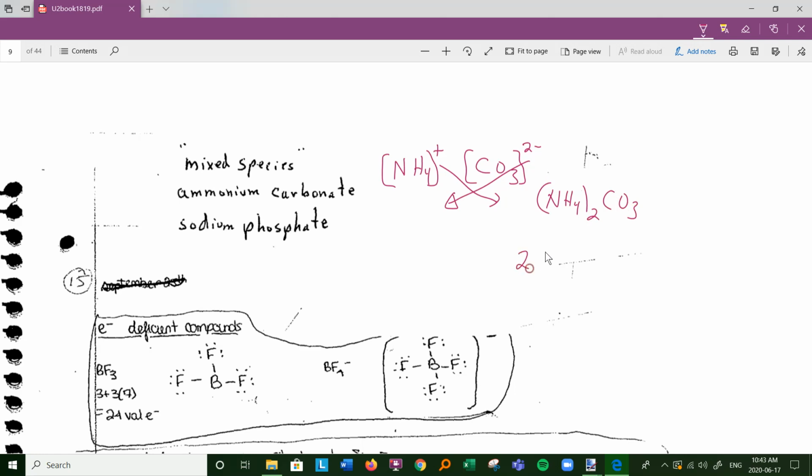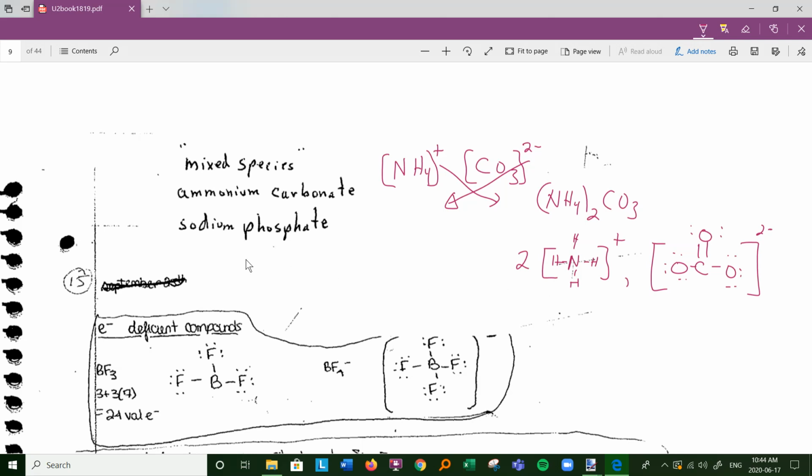The Lewis structure, you're going to have 2 NH4 plus, then a comma, and then you're going to have a carbon, and then you're going to have oxygens around it. One of them is a double bond, the others are single bonds. So that's 2 minus, and then you have a nitrogen, hydrogen, hydrogen, hydrogen, hydrogen. So 2 NH4 plus, and then CO3 2 minus. So that is an example of a mixed species, because you have covalent bonding within the cation and the anion, and ionic bonding between the cation and the anion.